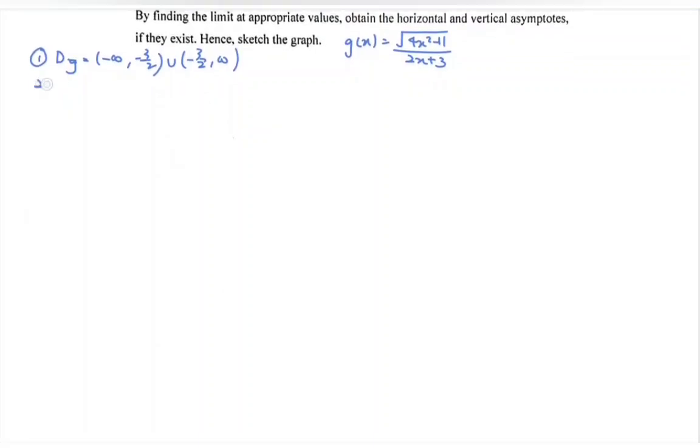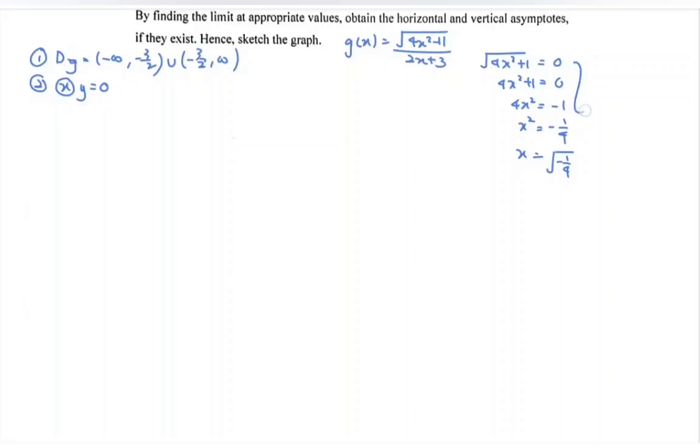Next is to find the x and y intercepts. For the x-intercept, y is equal to 0. So if we substitute 0, we notice that the square root of 4x squared plus 1 is equal to 0. If we square both sides, we have 4x squared plus 1 equals 0, so 4x squared equals negative 1, x squared equals negative 1 over 4. So x will be the square root of negative 1 over 4. So for this case, the x-intercept does not exist.